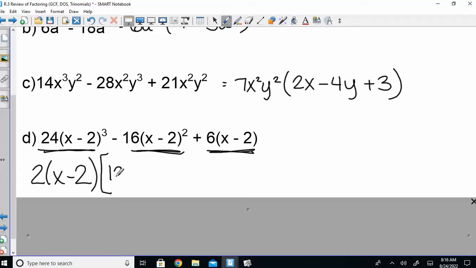So 24 divided by 2 is 12. We had 3 of these, I took out 1, so there are 2 left. 16 divided by 2 is 8. We had an x minus 2 squared, I took out 1 of them, so we have an x minus 2 left. 6 divided by 2 is 3. We took out that x minus 2. So that's it. Now, could we start multiplying all that out and adding my terms? Yeah. But I didn't tell you to do that. I just asked you to pull out the greatest common factor, so we're done there.